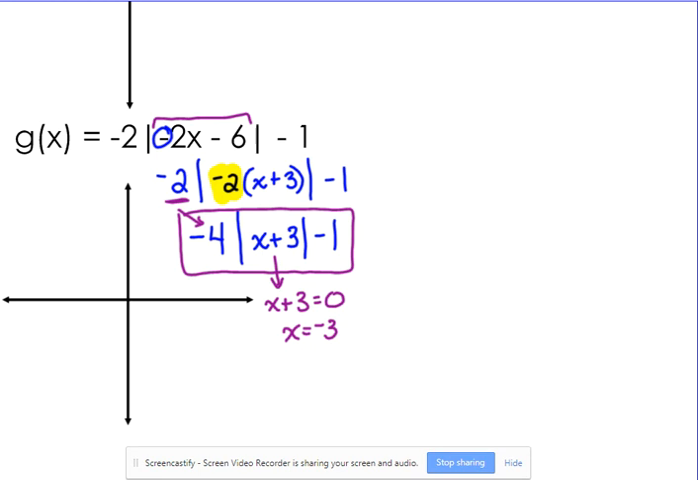Okay, so I always do it in the same order. I change the sign of what's in front of the absolute value, so it becomes positive 4. My absolute value bars become parentheses, and I'm going to distribute and combine like terms. So we get 4x plus 12 minus 1. My left side is 4x plus 11.